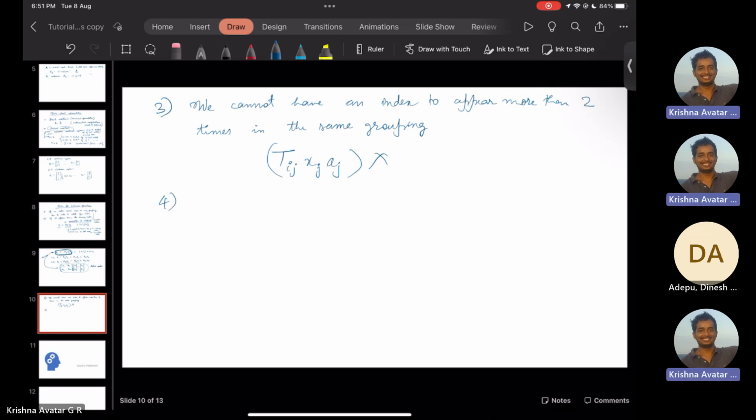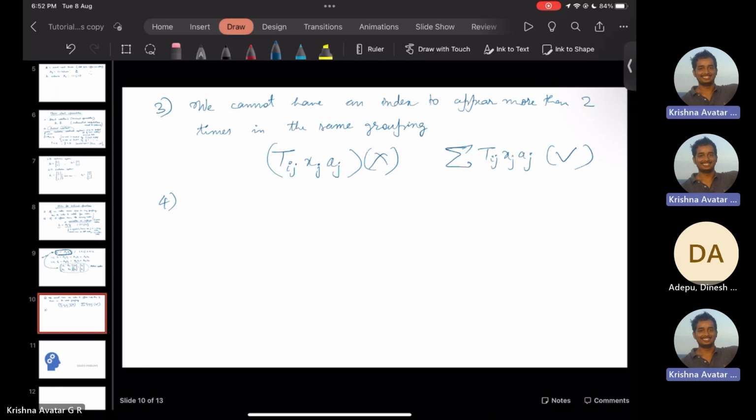Otherwise, if we are trying to represent such summation, then we have to explicitly use the summation operator. Say this is valid, but this is not valid. So if you use an explicit summation operator, then having an index appear thrice in the same symbol grouping is valid.